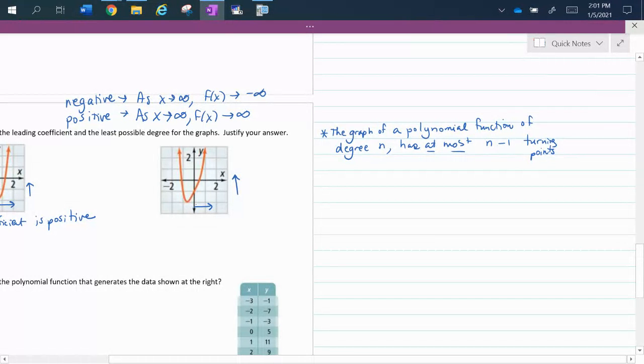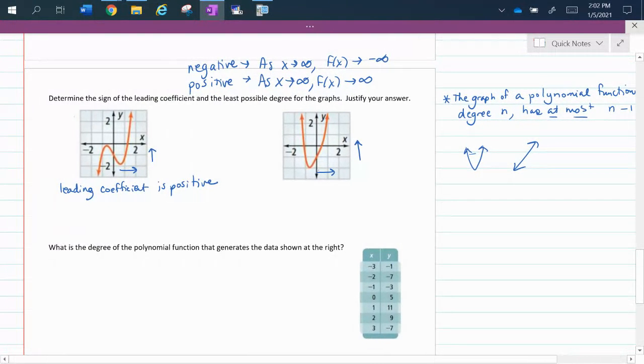So like if the degree is 3, then there will be at most 2 turning points. If the degree is 2, think about a quadratic, 1 turning point. If the degree is 1, linear, there will be no turning points. So when I see this first example, I see 2 turning points. So 2 turning points means the degree is at least 3.